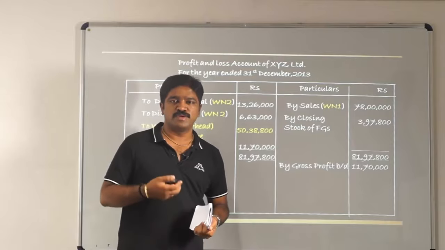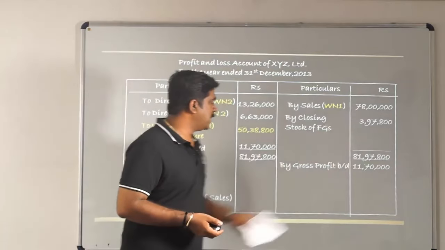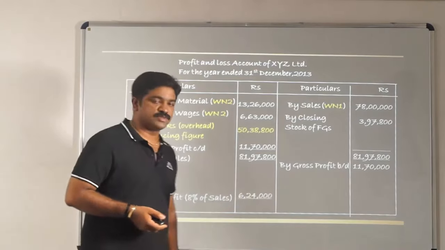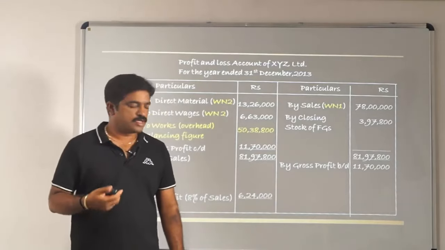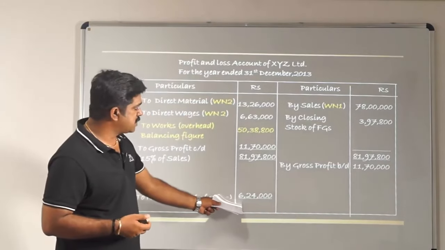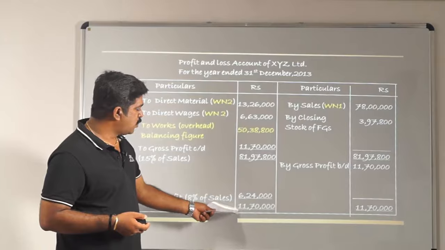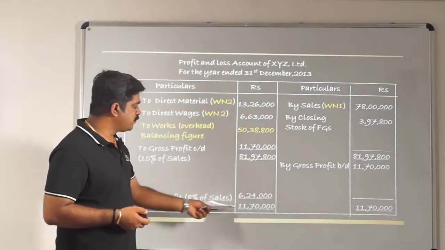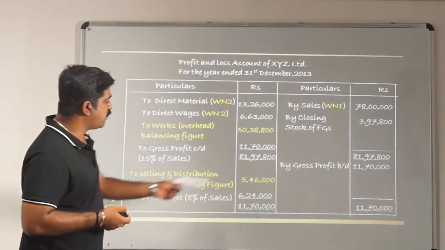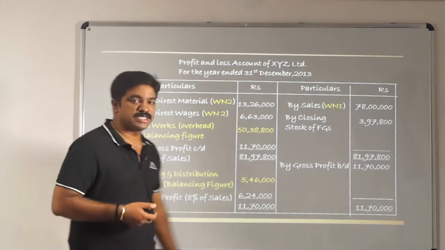Then we know what is net profit. The question gives you the information about net profit as a percentage of sales. It is 8% of sales. So 78 lakhs multiplied by 8% gives us the value as 6,24,000. Okay, so now we'll take the total on the higher side. On the credit side we have 11,70,000. On debit it is only 6,24,000. So we'll take this total 11,70,000 on both sides. It means on the debit side there is going to be a balancing figure, that is 11,70,000 minus 6,24,000. The balancing figure is 5,46,000, and I'm going to call it selling and distribution expenses. This is basically a balancing figure.